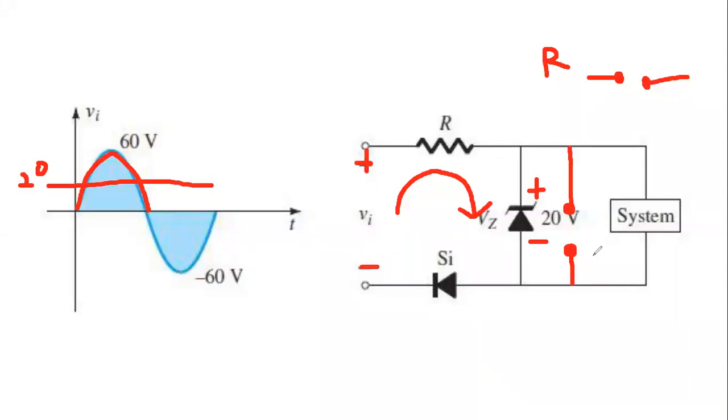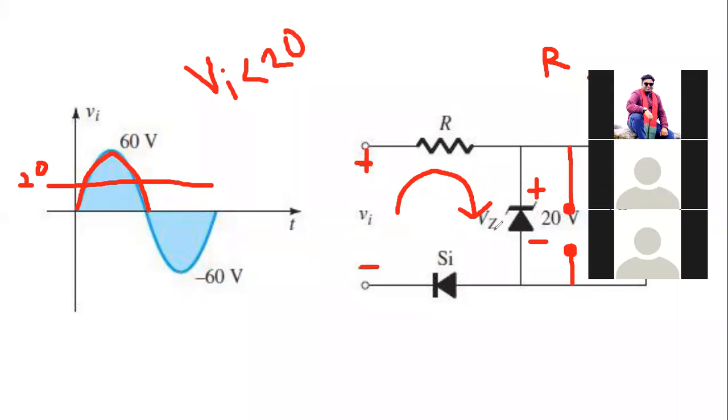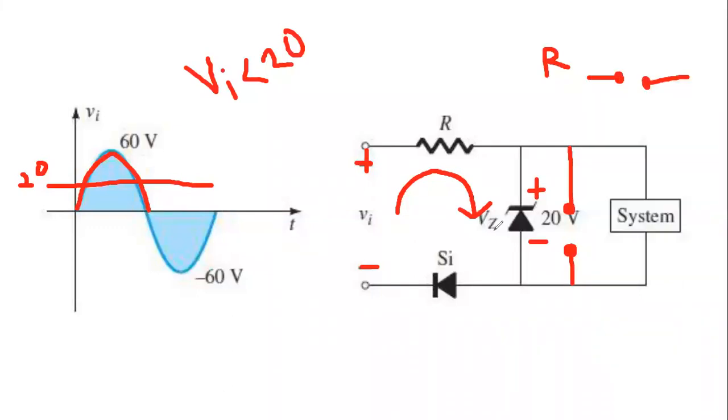As you can see, my student, when the VI is less than 20 volt, you see that this is open circuit, my student. When it is open circuit, there will be no current flow. At that time, when there is no current flow, the output voltage will be zero, because when there is no current, there will be no voltage.